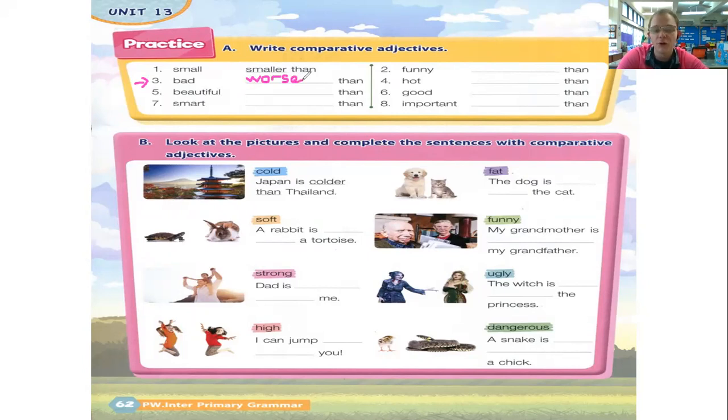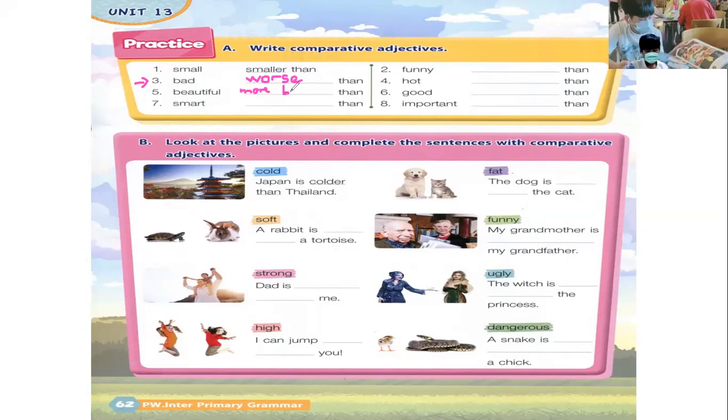What about beautiful? What will our comparative adjective be there? Beautiful has 3 syllables. More beautiful. Excellent. More beautiful than. B-E-A-U-T-I-F-U-L. Beautiful.